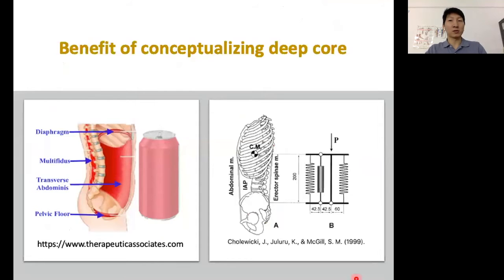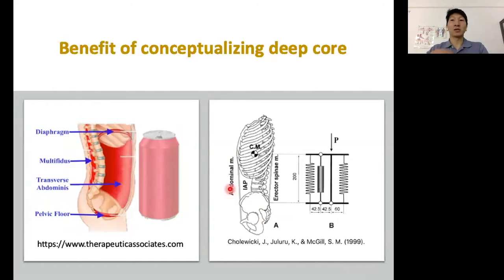The deep core muscles are capable of stabilizing our spine and pelvis without necessarily changing the posture of these structures. The following muscles are commonly classified as deep core muscles: our diaphragm, transversus abdominis, pelvic floor, and multifidus. Now, as you can see in the picture, these muscles enclose the abdominal cavity as if they are forming an abdominal canister.